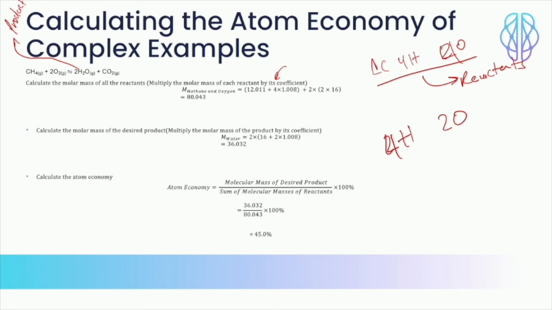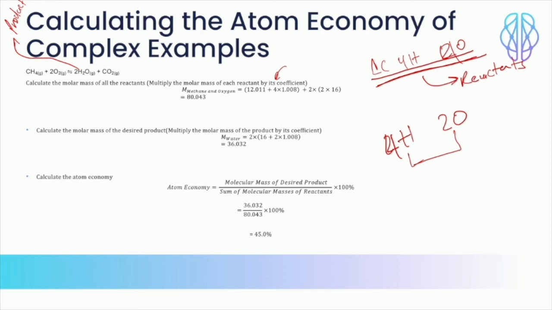You could find the molecular mass of this, so 4 hydrogens and 2 oxygens added together, and divide it by the molecular mass of this: 1 carbon, 4 hydrogens, and 4 oxygens. So that's one way of thinking of atom economy. Another way that you can think about it is like the working out that we've set. Firstly, calculate the molecular mass of all the reactants. Our reactants are methane and oxygen.